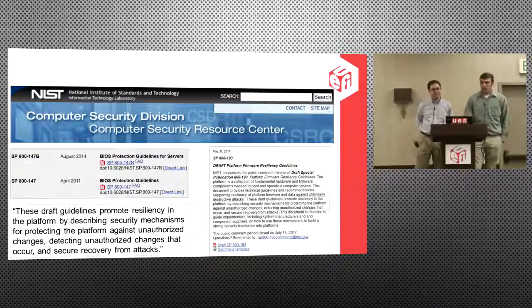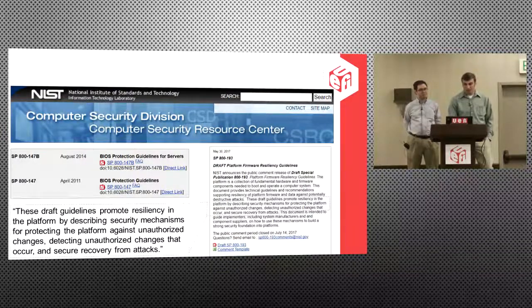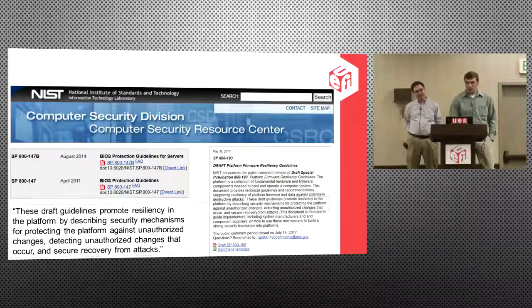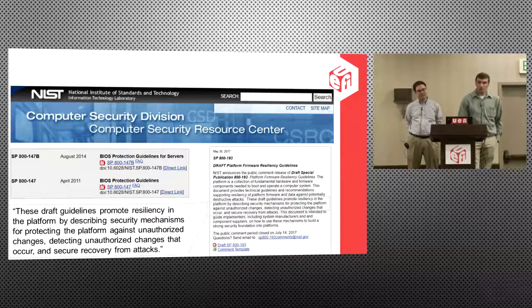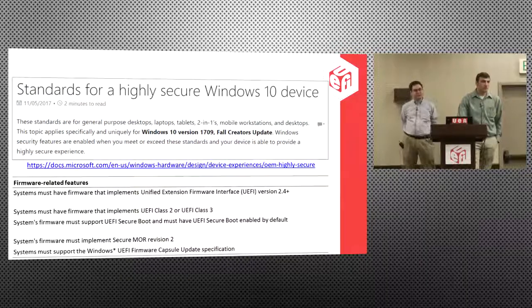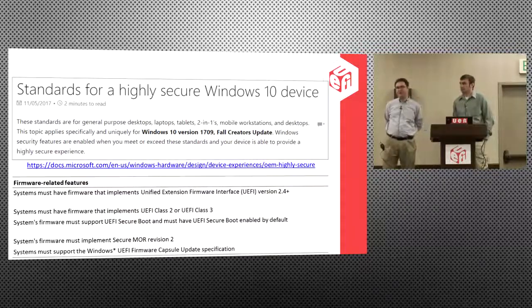In this slide, we wanted to point out that there are publications, NIST 800, which ones are they? 147, 147B and 193. So as you can see, people are starting to take security more seriously. And Microsoft is starting to enforce security standards as well. It's not some sort of erudite, unusual thing anymore.